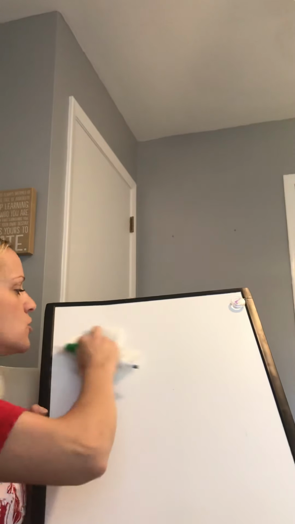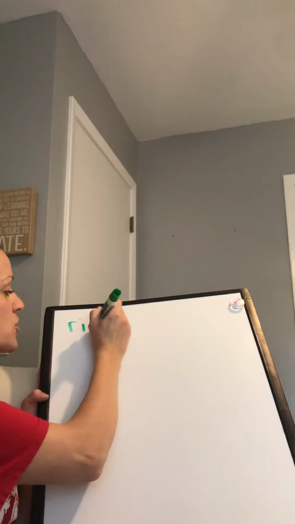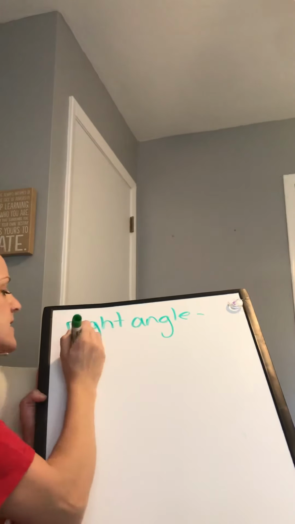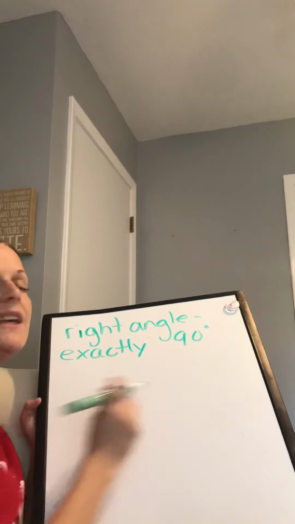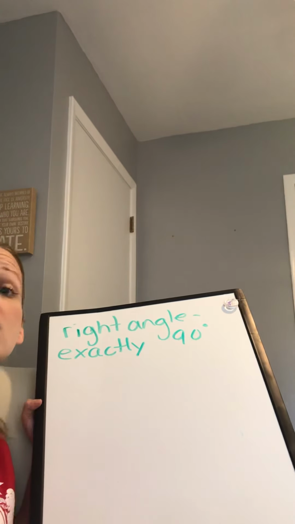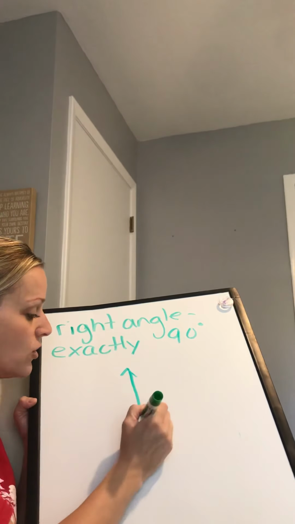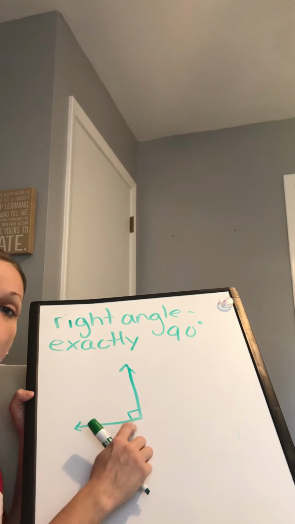Now, I just was talking to you about a 90-degree angle. That's actually our next one we're going to talk about, which is a right angle. A right angle is exactly 90 degrees. Exactly. It can't be 89 degrees. It can't be 91 degrees. Exactly 90 degrees. So it can look like only like this, making that square corner.